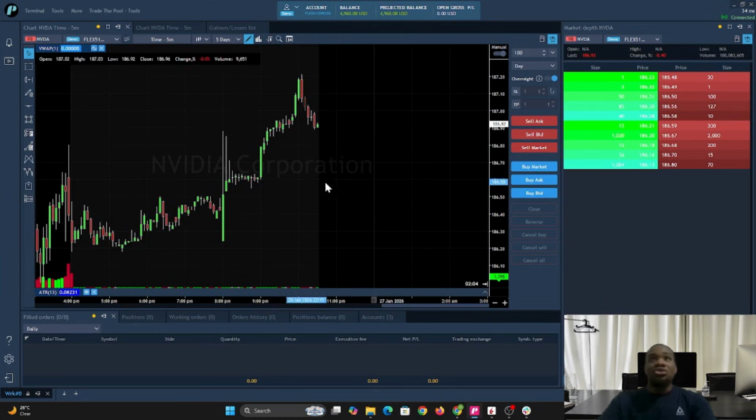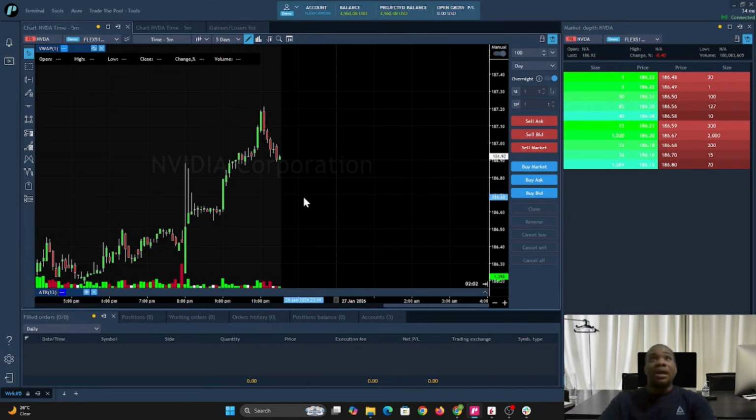Now, let's go back to the Trader Evolution platform. Before you start trading in the overnight session, one thing you want to do first is go ahead and toggle this on. When you select this option here and toggle this on, it activates the overnight trading, so you're able to place orders during the overnight session.